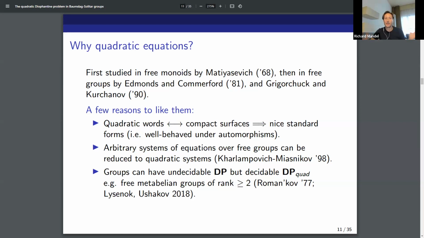Finally, they're interesting because solvability of quadratic equations doesn't necessarily correspond with solvability of arbitrary equations. There aren't that many examples known, but one can have groups with undecidable general Diophantine problem and decidable quadratic Diophantine problem. One example is the free metabelian groups of rank greater than or equal to 2. Romankov established that equations in general are not decidable over such groups, and Lysenok and Ushakov proved that they are indeed decidable for quadratic equations.